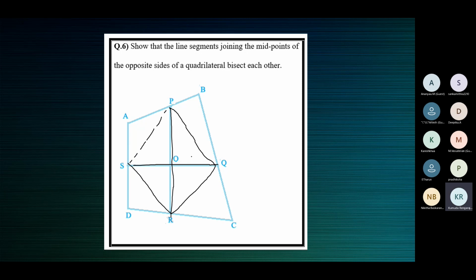So directly we are not proving that they bisect each other. We prove that they are the diagonals of a parallelogram, so they bisect each other.